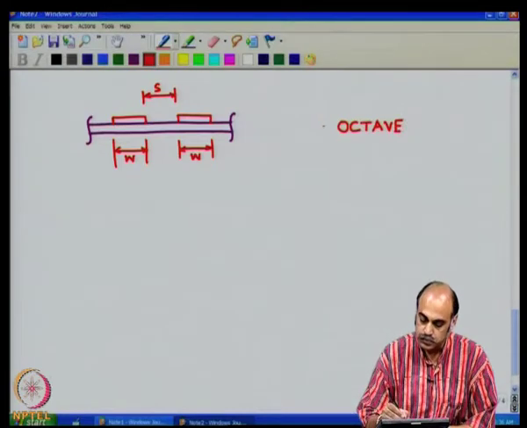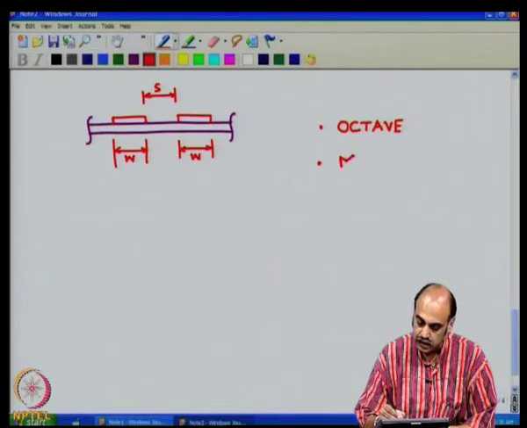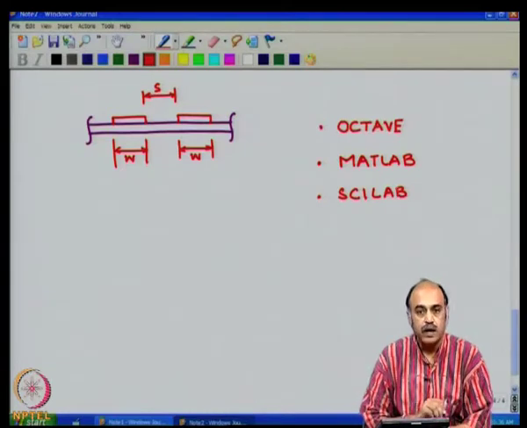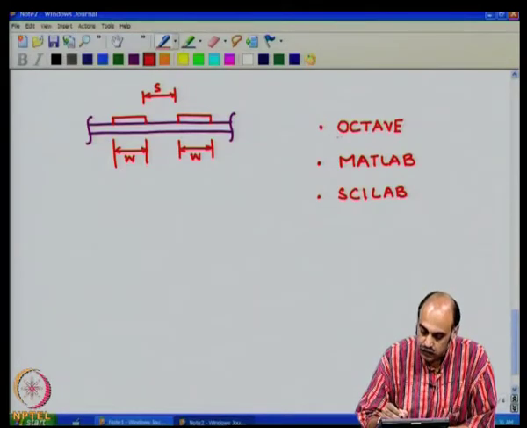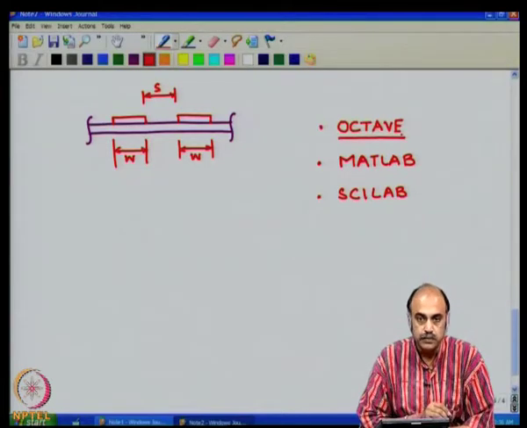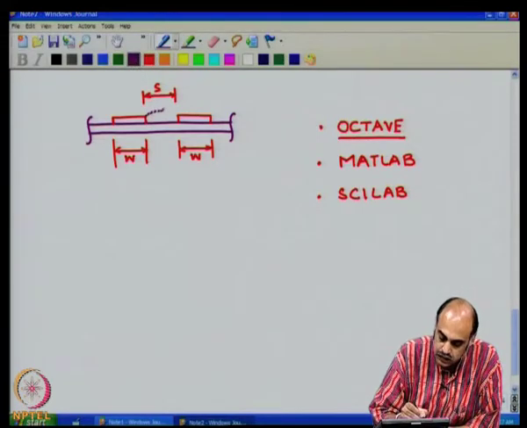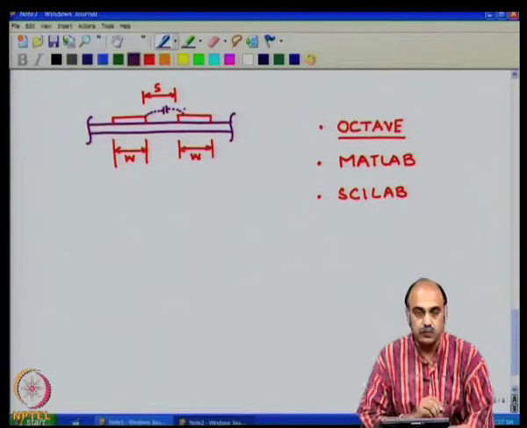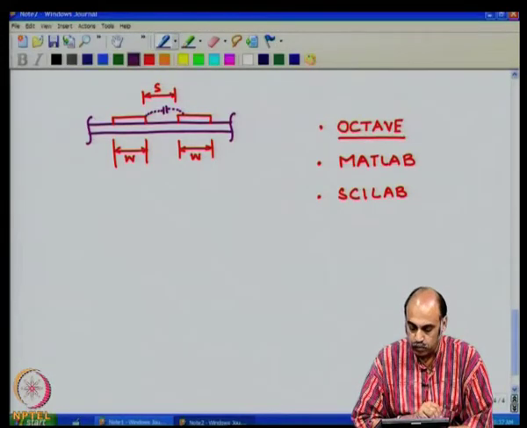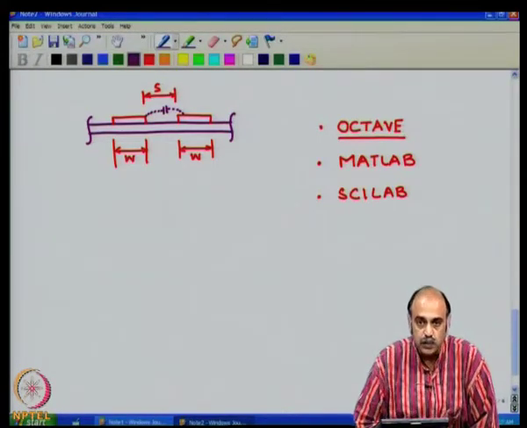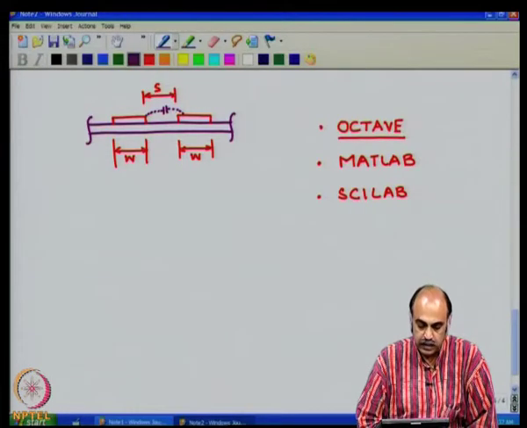You could also use MATLAB. You could use another open source package called Scilab, and probably there are many more. Okay. So, right now let me try to demonstrate the way to get the capacitance between these two tracks. Our interest is the capacitance between these two tracks, some kind of a nomograph, a graph, which will give us an idea of the relationship between the widths and the spacings between the conductors.